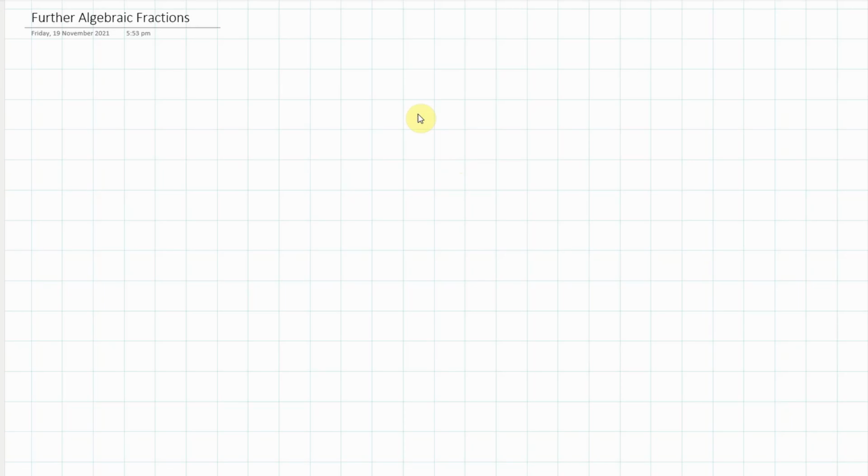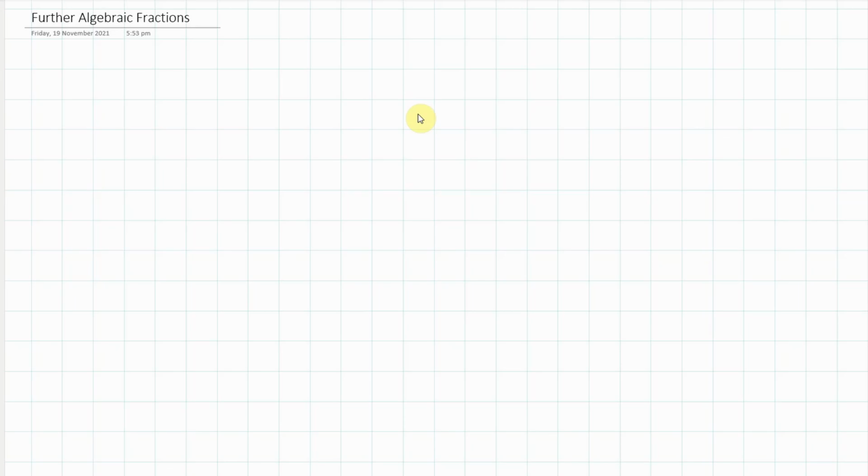We are continuing to explore some of the topics that we found difficult throughout the year. Today I've decided that we will look at further algebraic fractions. This is a problem for many of you. There's a few areas where you have a little bit of trouble with these. So I'm going to give you a few examples that will help you get into the exercise itself.